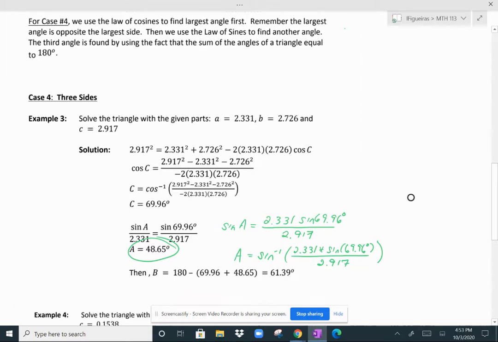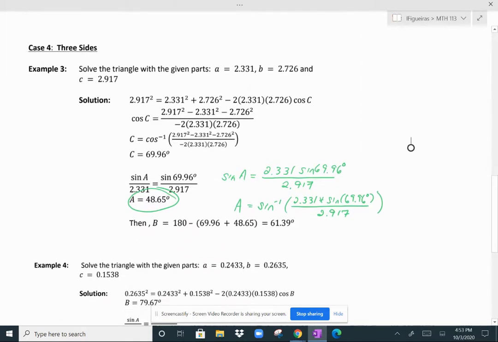And that gives you 48.65 degrees. And then we take the two angles that we just found, the A and the C, add them together and subtract from 180. And so you get that angle B is 61.39 degrees. So we have found all three angles. The three sides were already given. So that means the triangle has been solved.